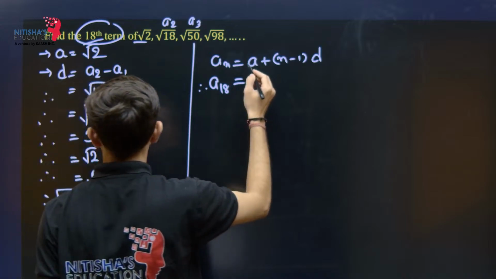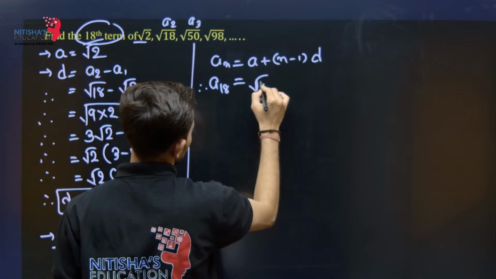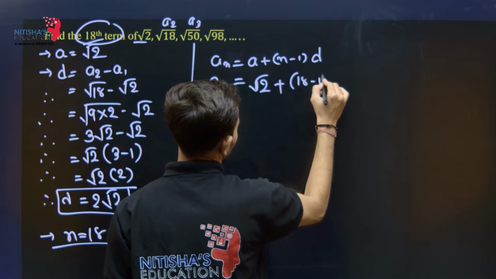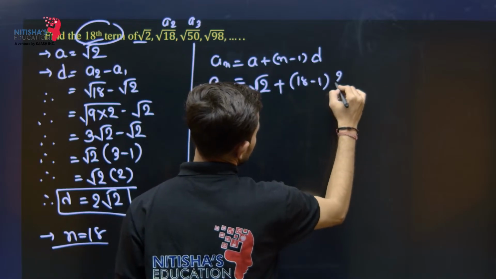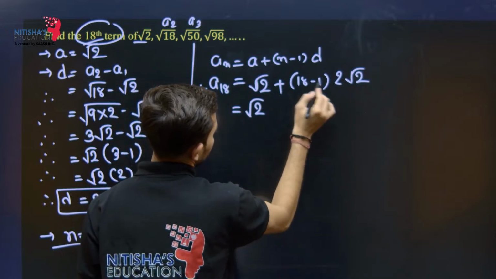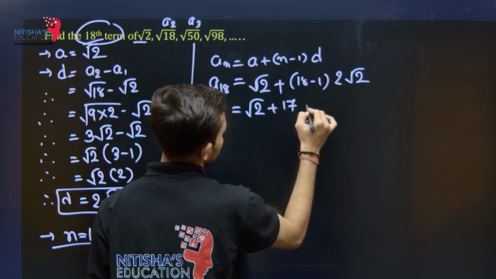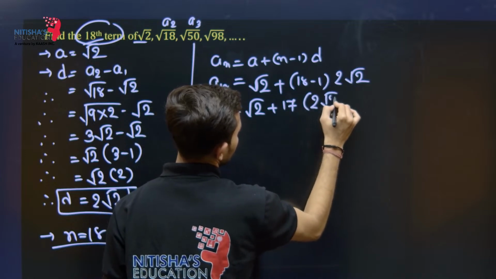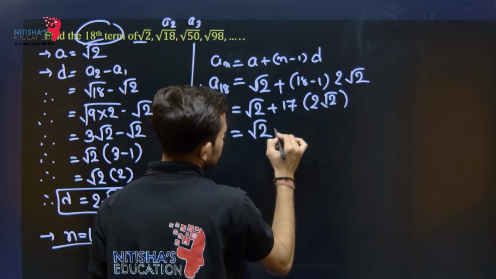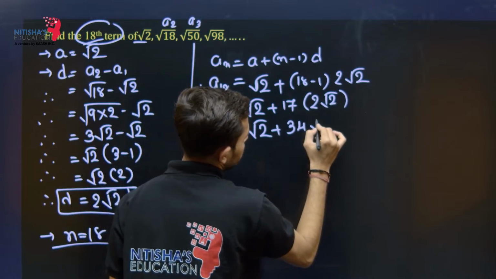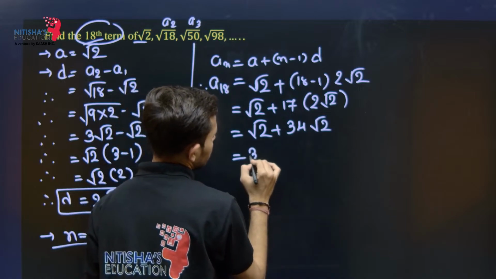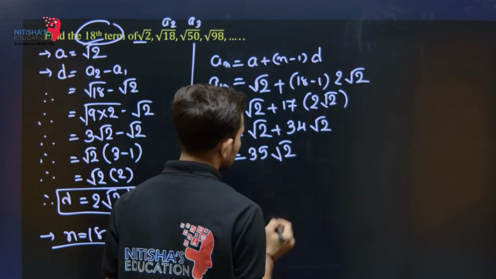Okay, what is A? A is root 2. Write down root 2. What is n? It's 18 minus 1. What is D? It is 2 root 2. Okay, now root 2 plus, 18 minus 1 is 17, into 2 root 2. Next, root 2 is as it is, 17 twos are 34 root 2. Root 2 plus 34 root 2, it will be 35 root 2, right?